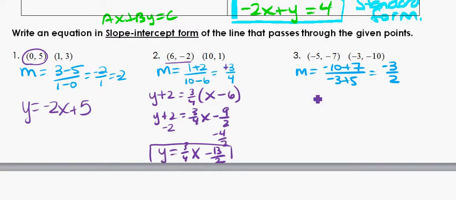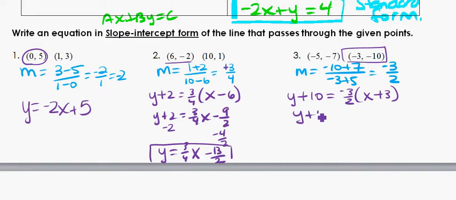In example 3, we find our slope to be negative 3/2, and then we can use either point. Let's say we happen to choose this point, negative 3, negative 10. So we have y minus a negative value gives us plus 10 equals our slope, negative 3/2 times the quantity x minus our x value, which becomes x plus 3. And then we need to get y by itself. So we distribute, and we get y plus 10 equals negative 3/2 x minus 9/2.